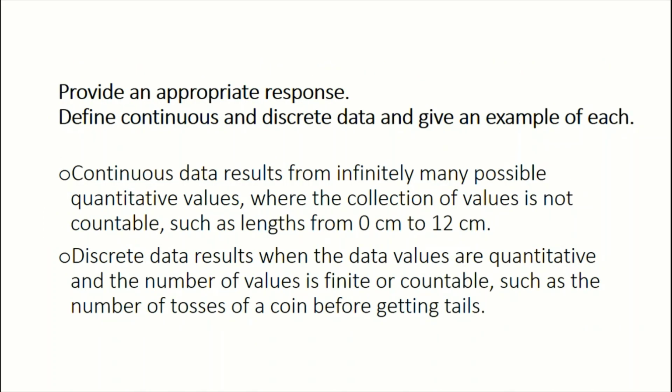Provide an appropriate response. Define continuous and discrete data and give an example of each. An appropriate response would be: continuous data results from infinitely many possible quantitative values, where the collection of values is not countable, such as lengths from 0 cm to 12 cm. Moreover, discrete data results when the data values are quantitative and the number of values is finite or countable, such as the number of tosses of a coin before getting tails.